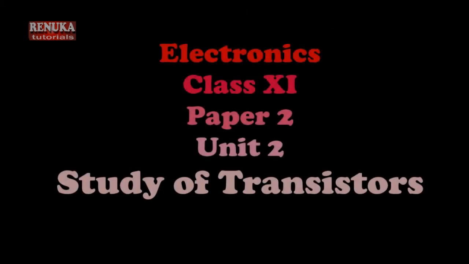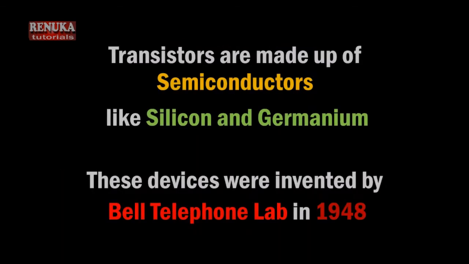Dear students, now this is paper second for class 11th and the name of the paper is semiconductor devices, in which the second chapter deals with the study of transistors. The transistor is a solid state device and it is made up of silicon or germanium.